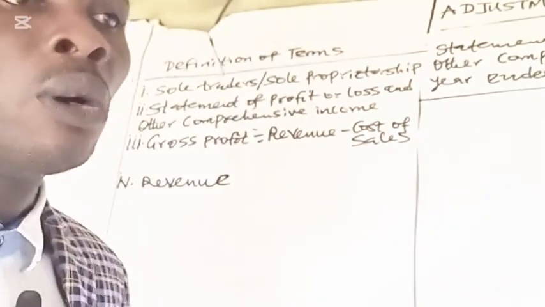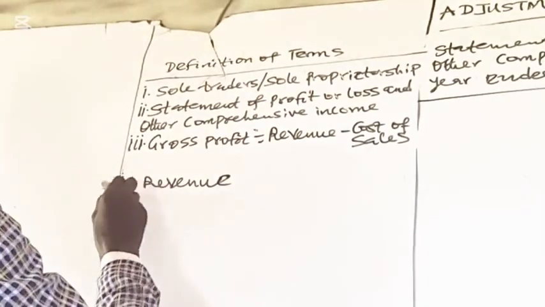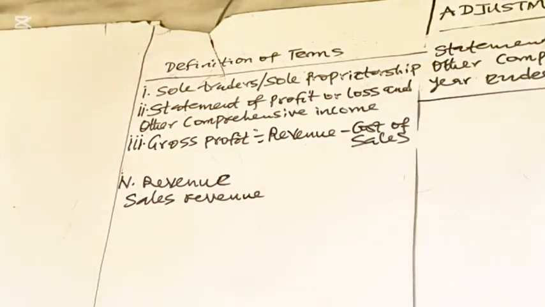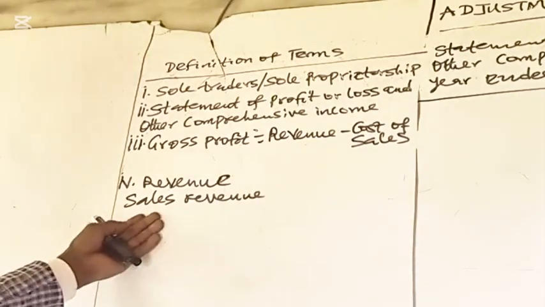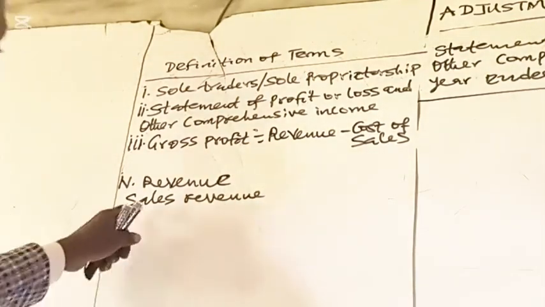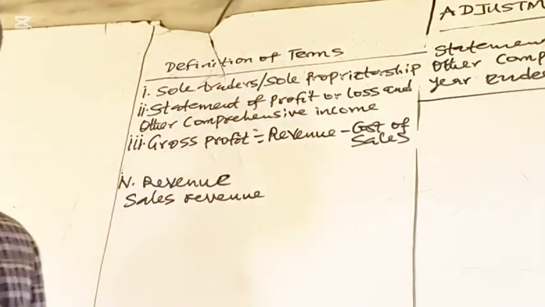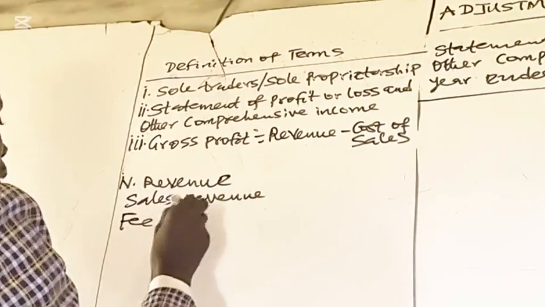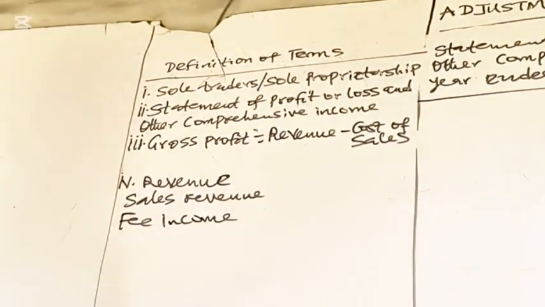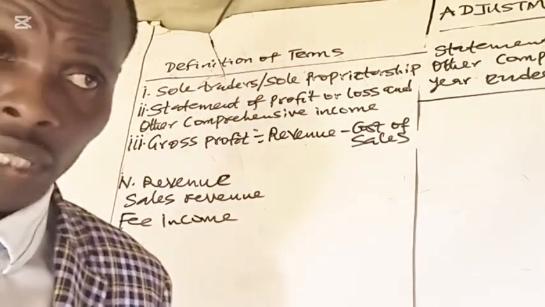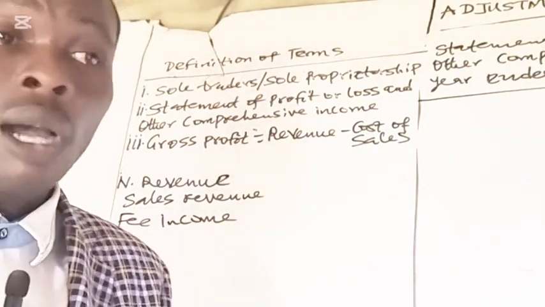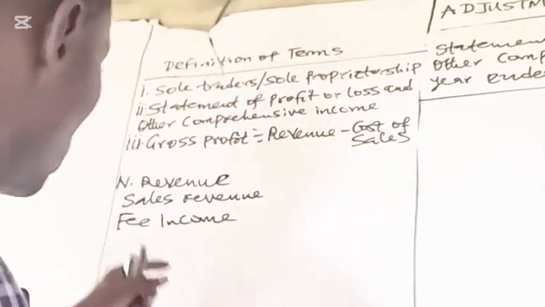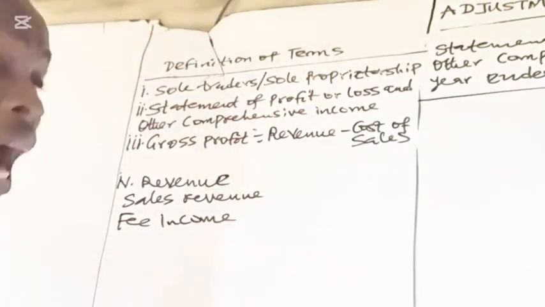So examples of revenue include sales revenue. That is an entity that deals in buying and selling of goods. The revenue from sale of goods will be recognized as revenue to such an entity. Then we may also have fee income. An entity that is engaging in provision of services and they charge fee, such as an audit firm. The fee they charge is a revenue to them. Then we may also have royalties income.